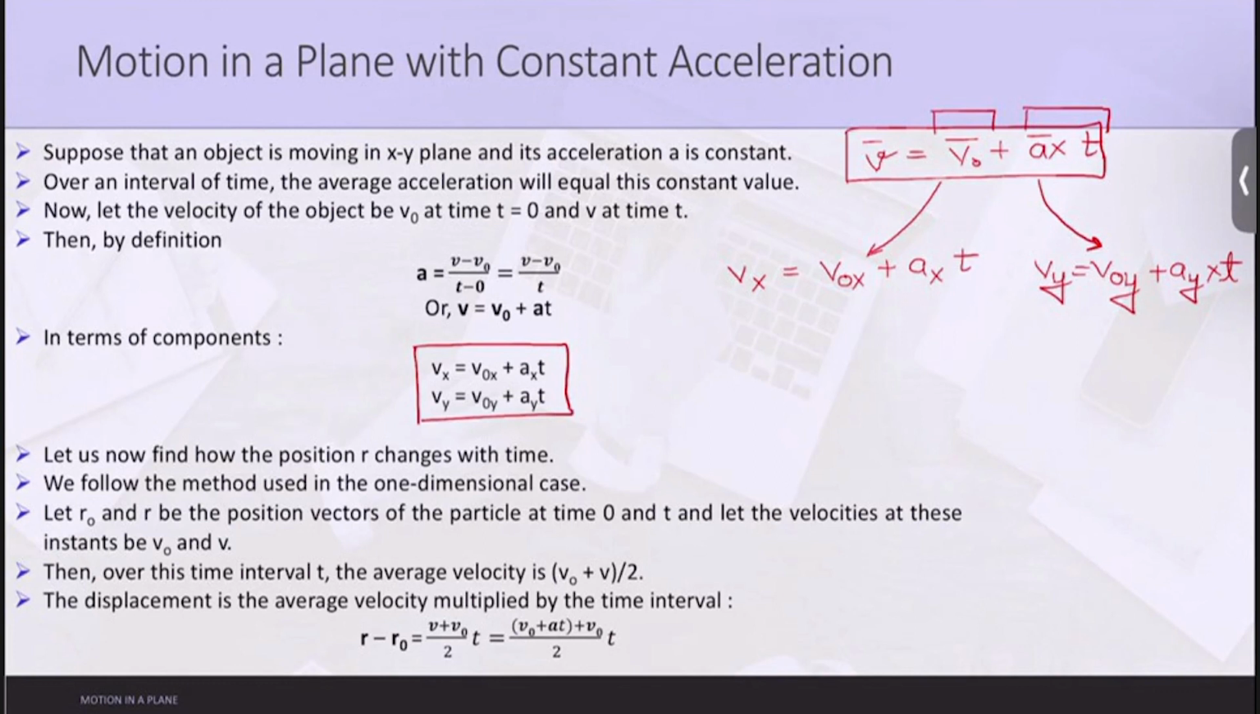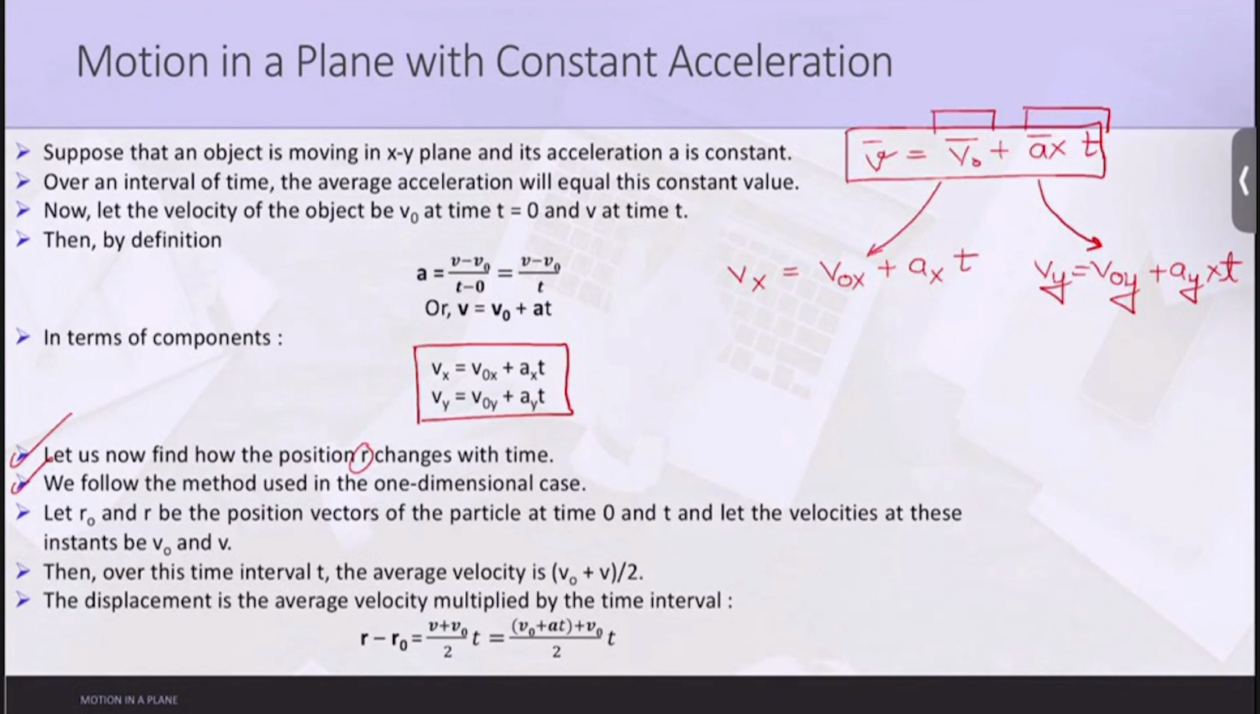Now let us find out how the position r changes with time. Please remember what position r is being talked about here: we need to find out how the position vector changes. So we follow the method used in the one-dimensional case. Let r naught and r be the position vectors of the particle at time 0 and time t, and let the velocities at these instances be v naught and v.